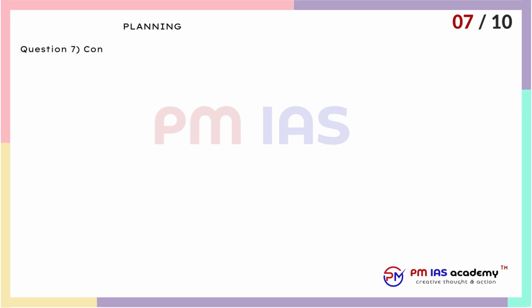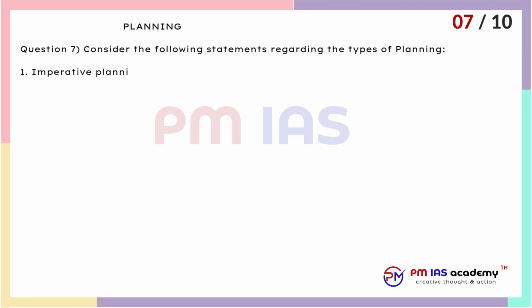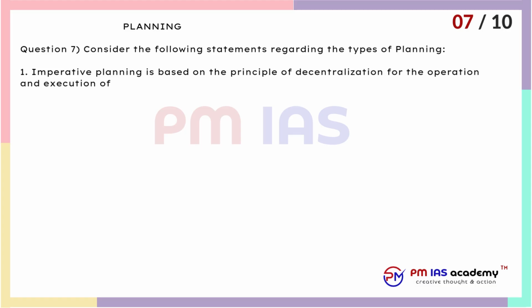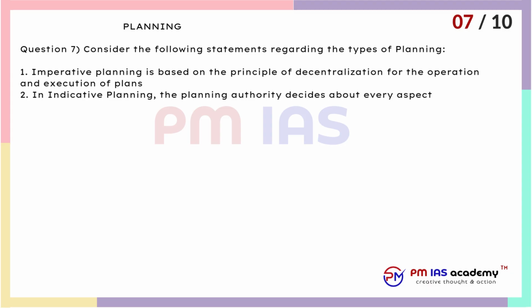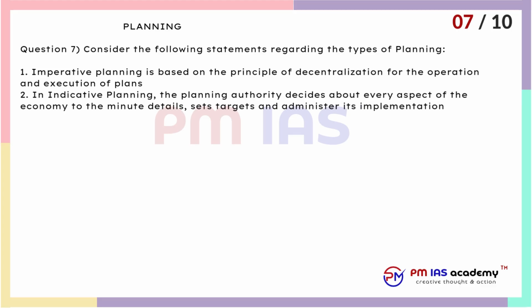Question 7. Consider the following statements regarding the types of planning. 1. Imperative planning is based on the principle of decentralization for the operation and execution of plans. 2. In indicative planning, the planning authority decides about every aspect of the economy to the minute details, sets targets and administers its implementations. Which of the statements given above are incorrect?